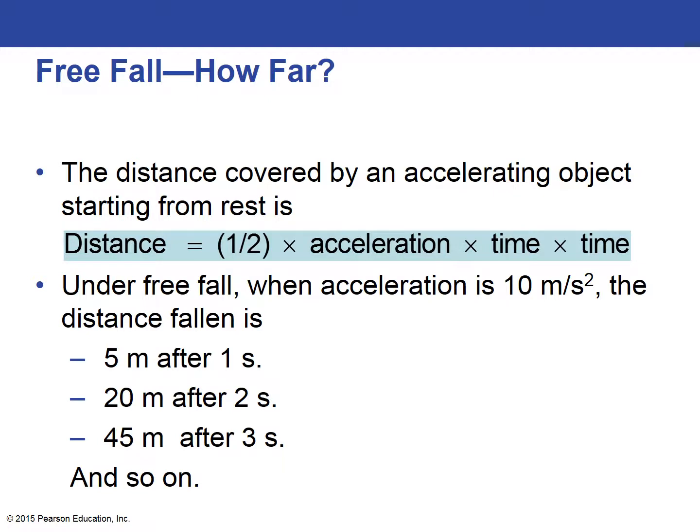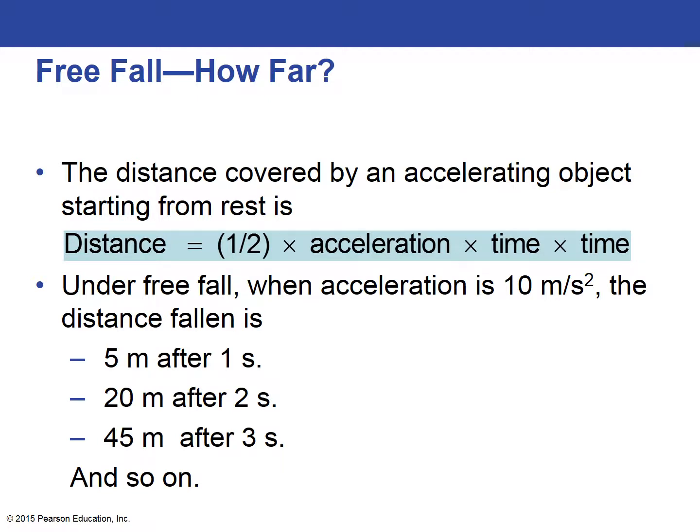Now, in the previous slides, we asked the question, how does the velocity of a free-falling object change with time? And there was a fairly simple calculation for that: we simply multiply the nominal value of 10 meters per second squared times the time, and that tells us what the velocity will be at any given time.